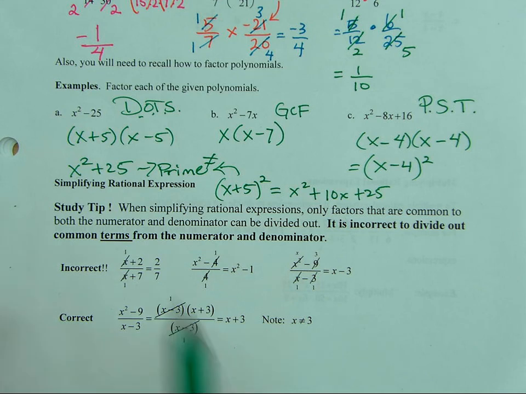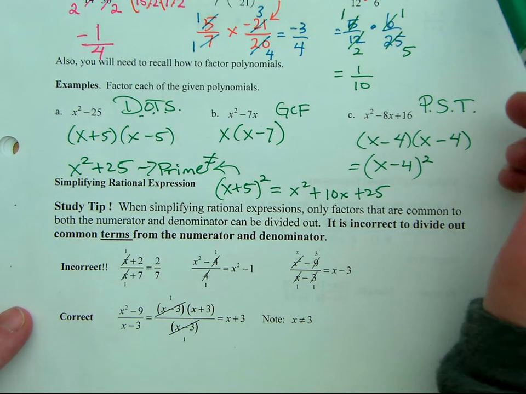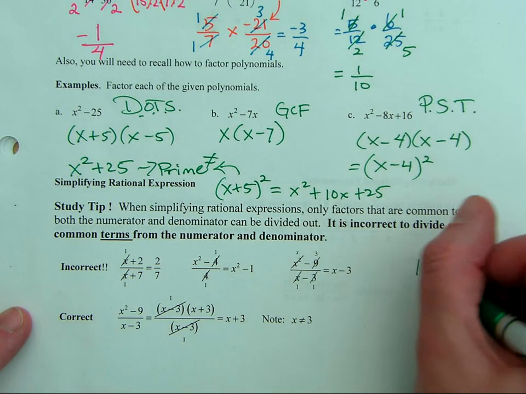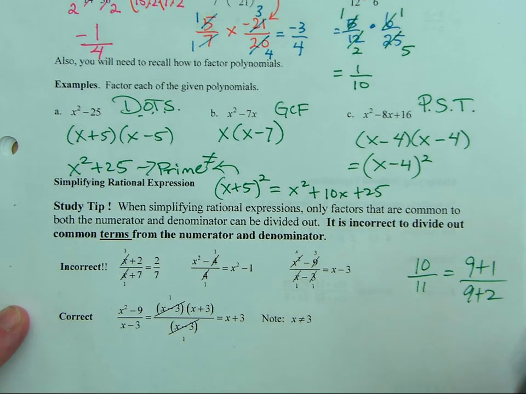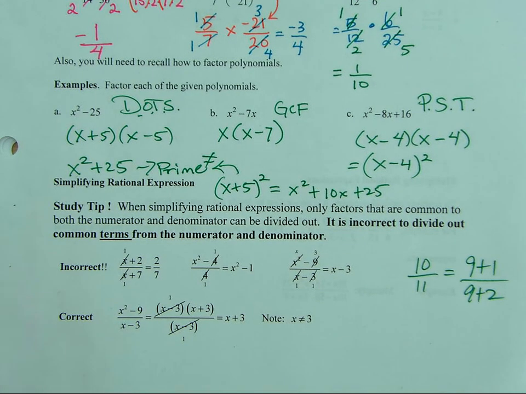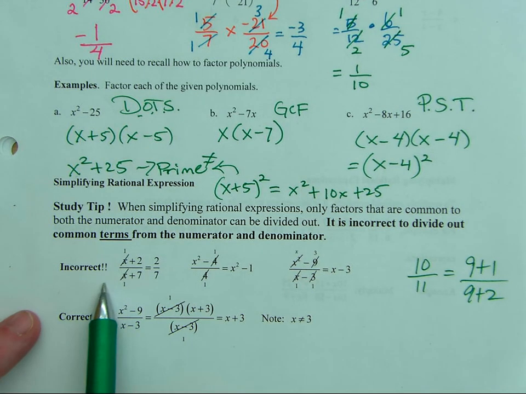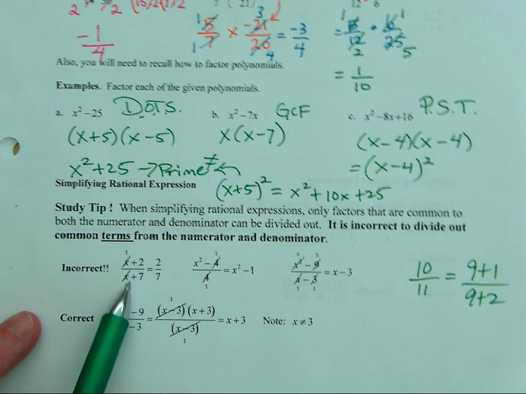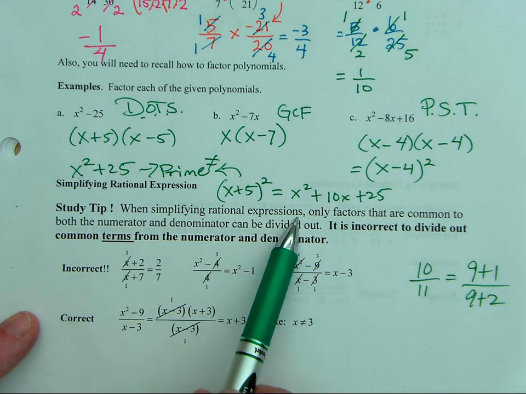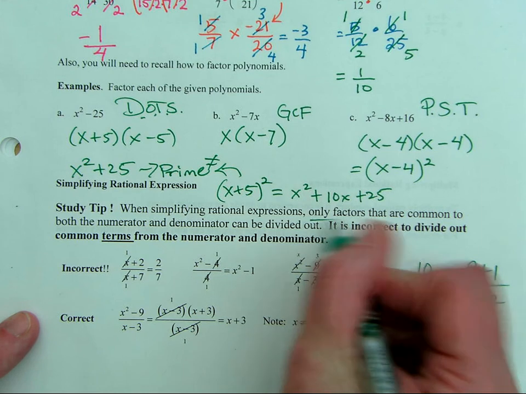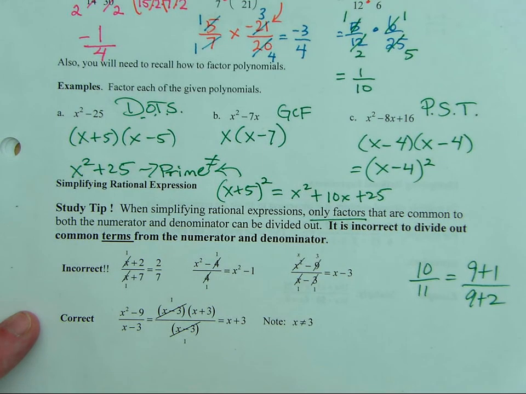Okay, so you cannot cancel just the same way you couldn't cancel if we had 10 over 11 as 9 plus 1 over 9 plus 2. That's my favorite example to give because most students recognize right away 10 elevenths doesn't reduce. But yet, you'll see this happen a lot where people want to cancel the x's. The only way you can reduce a rational expression is when you factor. Only factors can be reduced.